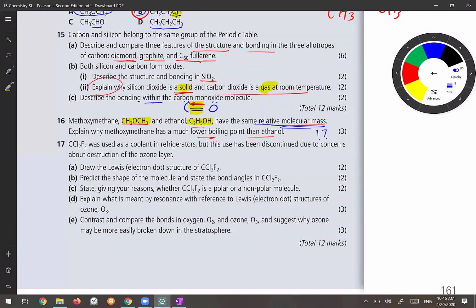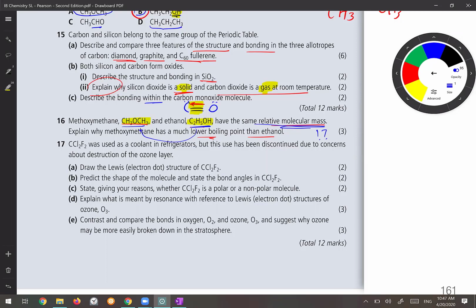Why does ethanol have a higher boiling point than methoxymethane? Because of hydrogen bonding, exactly. You have hydrogen bonding in ethanol between its molecules, but you don't have it in methoxymethane. That's why ethanol has a higher boiling point than methoxymethane. Both of them are polar, so both of them have dipole-dipole attraction. But the main reason the boiling point of ethanol is higher than methoxymethane is the hydrogen bond. The hydrogen bond is very important.